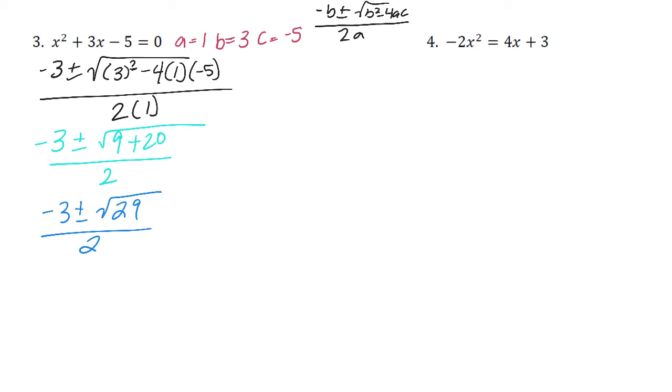And then we have to think to ourselves, can we break down the square root of 29? Can we break down that radical into something that has pairs? We can't. 29 is actually a prime number, so it doesn't break down at all. So this is our answer.